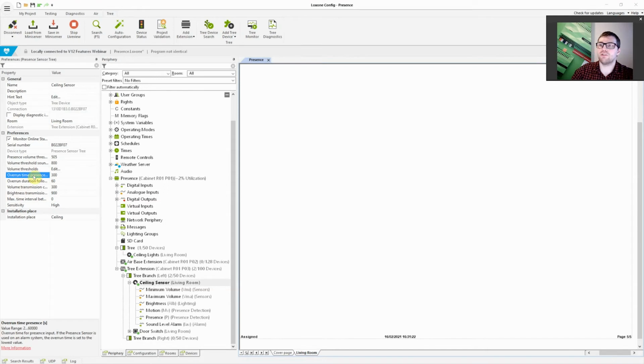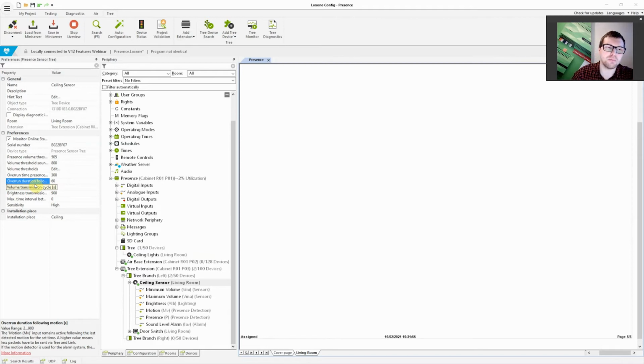Following on from this, there are a few new parameters that have also been added since version 11 of Config. These are overruns. So if you had a motion sensor, you would only have the overrun duration for motion. If you have a presence sensor, you will have this plus an overrun duration for presence. The idea behind these is that obviously motion and presence could be triggering very, very frequently. A motion sensor within a space could be triggering multiple times a second.